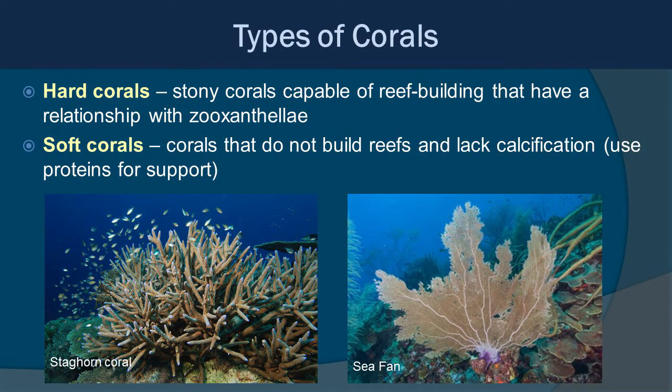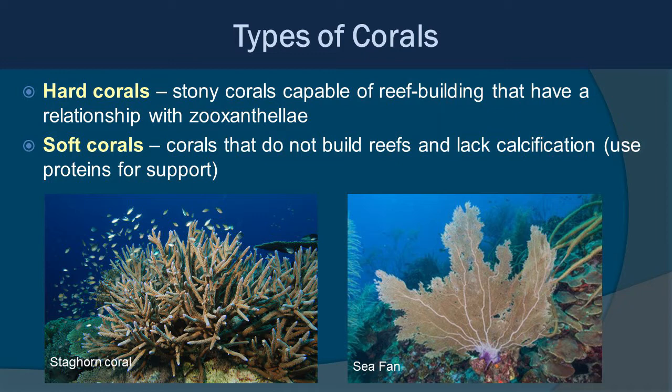We can differentiate between two major types of coral, what we call hard coral and soft coral. Now, hard coral is that stony coral that's capable of reef building that has that relationship with zooxanthellae. Now, there are hard corals that are not reef building and that do not have a relationship with zooxanthellae. However, again, in this particular context in these notes, we're going to focus mostly on those reef building corals and those hard corals. An example of that on the bottom left is staghorn coral, but you've also probably seen some like star coral or brain coral. Those are those really calcifying large reef building corals.